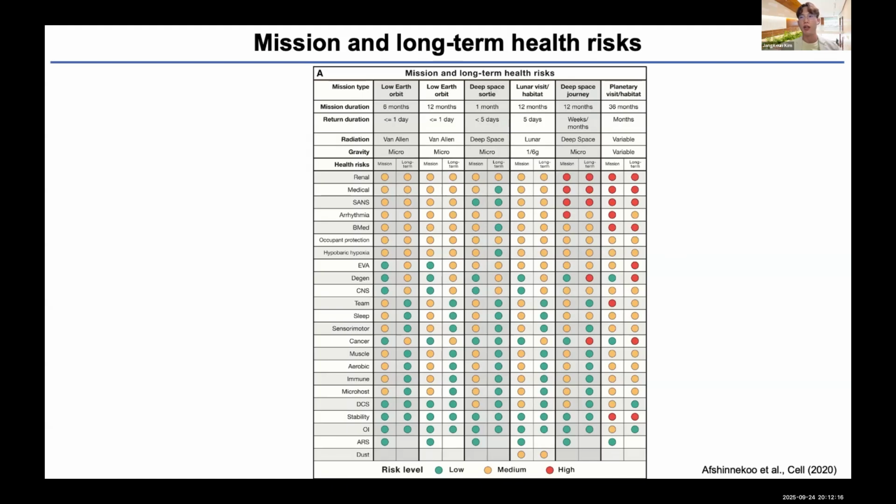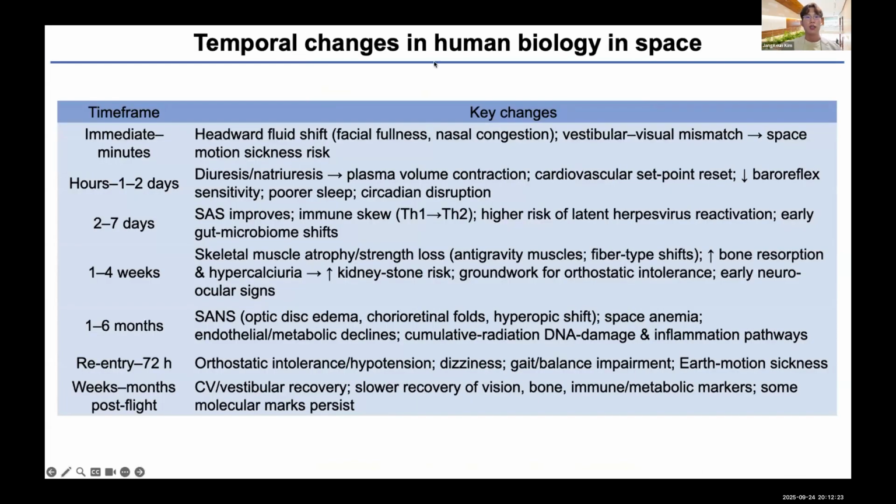It would be around a 1.5 year space flight at least, so we need to address that. Temporal changes in human biology in space, in a minute. The major change would be the fluid shift toward the head. So there is a vestibular-visual mismatch or space motion sickness. And in 2 days, there would be diuresis, plasma volume contraction, or cardiovascular set point reset.